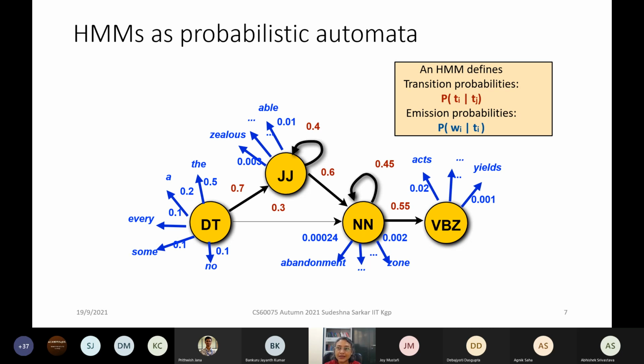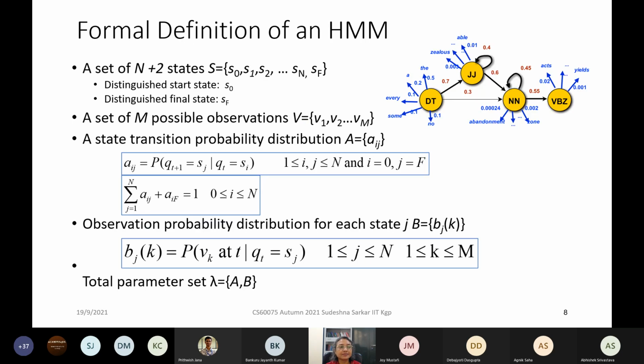And why is this called hidden? Because when we look at sentences, we do not know the tags. We only see the words. So we also have an observation probability or emission probability: given that a particular state is noun, what is the probability of a given word? So these two sets of probabilities define the hidden Markov model. Is this understood by everybody? Okay.